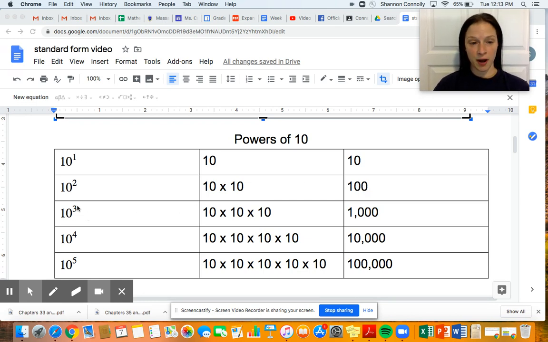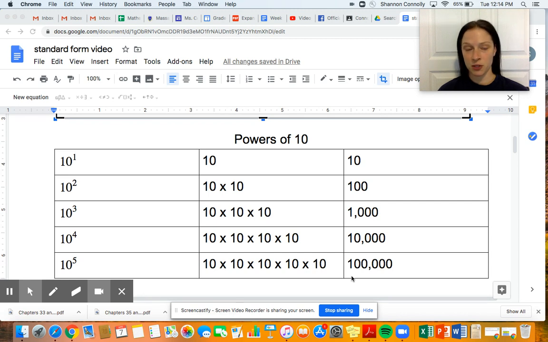10 to the third power means that we're cubing the number, which means that we're multiplying it by itself 3 times. So that's how you see 10 times 10 times 10, which is 1,000. So there's a relationship between the exponent here and how many times you multiply the number by itself. And then there's one other relationship we're going to talk about that I want you to start noticing as we go as well. 10 to the fourth power represents 10 times 10 times 10 times 10, which is the number 10,000, and 10 to the fifth power represents that we're multiplying 10 times 10 times 10 times 10 times 10, which is 100,000.